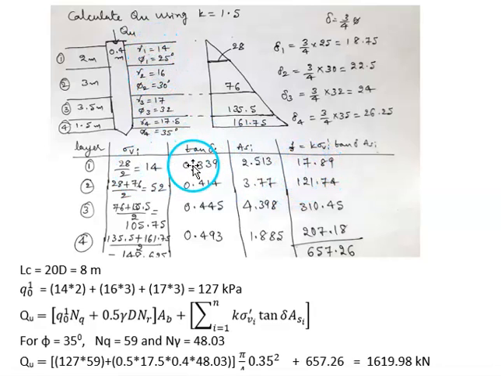Then for frictional resistance, we have to calculate the frictional resistance through each layer using the tabular column. For each layer, the average effective stress is calculated. Then tan delta is calculated because the delta value is varying. Then the surface area is also calculated because the surface area is different for different layers since the length is different. Then the frictional resistance is calculated, and the total is taken, and this value is used in the equation, and then the ultimate load is calculated.